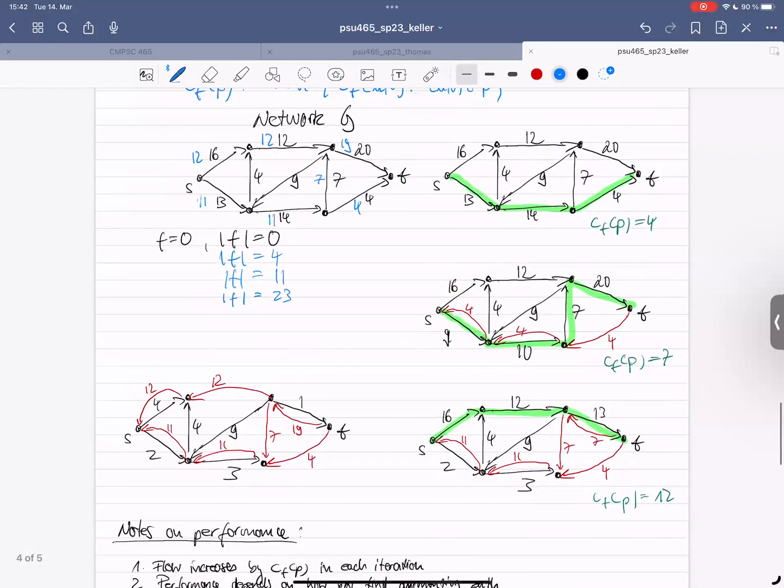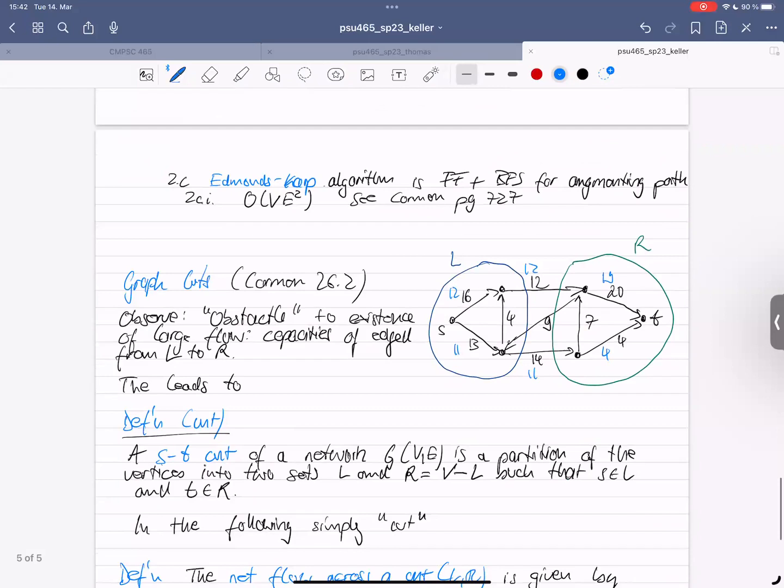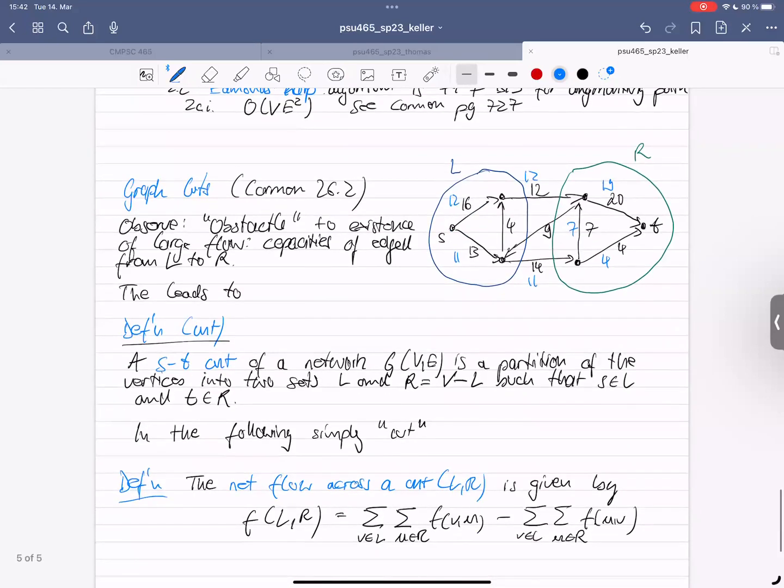And what else do we have? 7. Okay. So based on this definition and looking at this example, what would be the net flow across the cut that is shown in this figure?